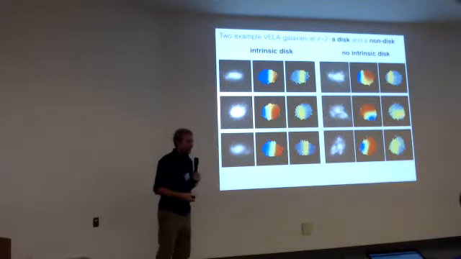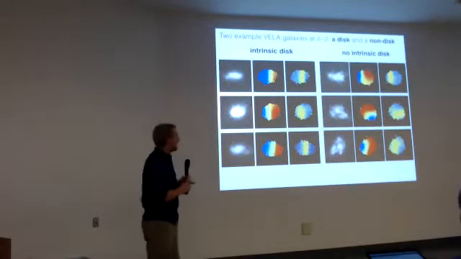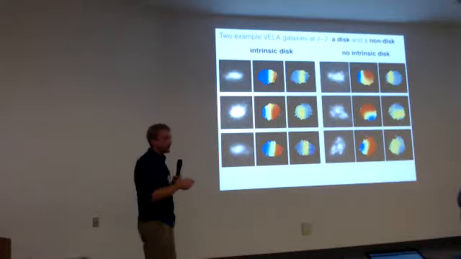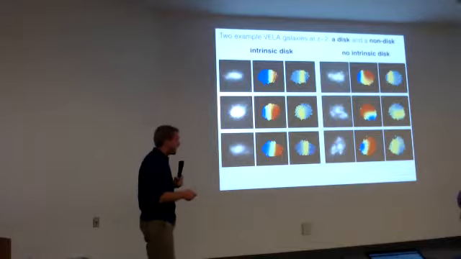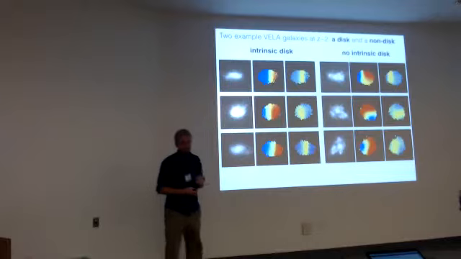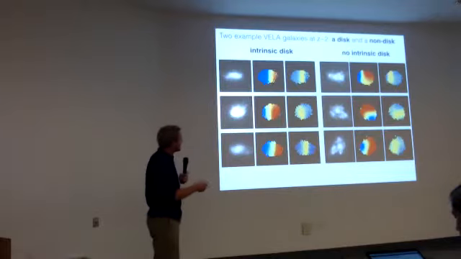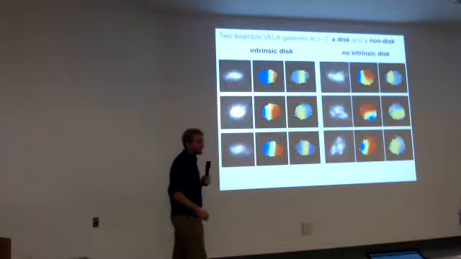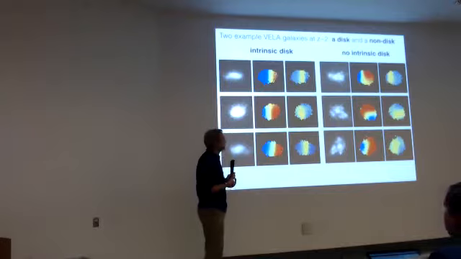Here's one where it's not as easy. This one also does not have an intrinsic disk. It just had a merger. The companion is within 10 kiloparsecs, and again, the velocity field looks like a rotating disk. So rotating disk, not rotating disk. It's very difficult to tell them apart.